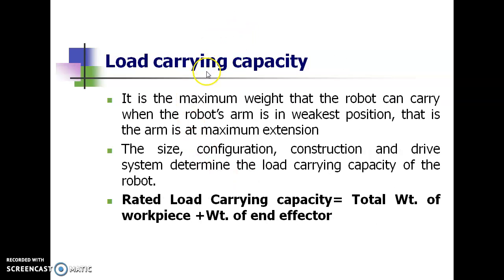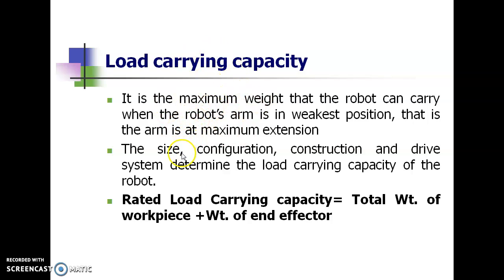So the load carrying capacity, what is actually load carrying capacity? It is the maximum weight that the robot can carry when the robot's arm is in its weakest position. That is, the arm is at maximum extension. So we have to consider load carrying capacity when the robot's arm is in its weakest position. Where is the robot's arm in its weakest position? When the arm is at maximum extension. What is its load carrying capacity? That is the load carrying capacity of the robot.